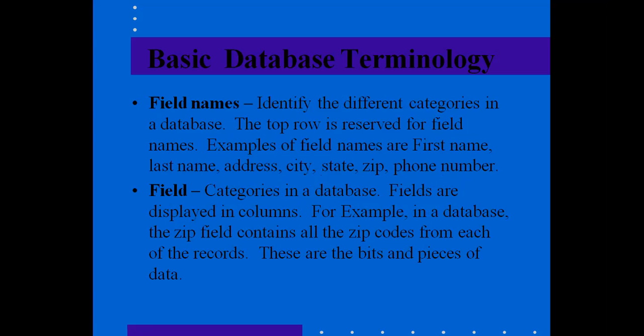Now field names are nothing but the column names. They identify the different categories in the database. For example, if you want to store student information as roll number, name, percentage, address, phone number, class, college, then these titles of the columns are known as the fields. They give the information about which type of data you are going to store in the particular column. These are the categories in the database which display in the columns.